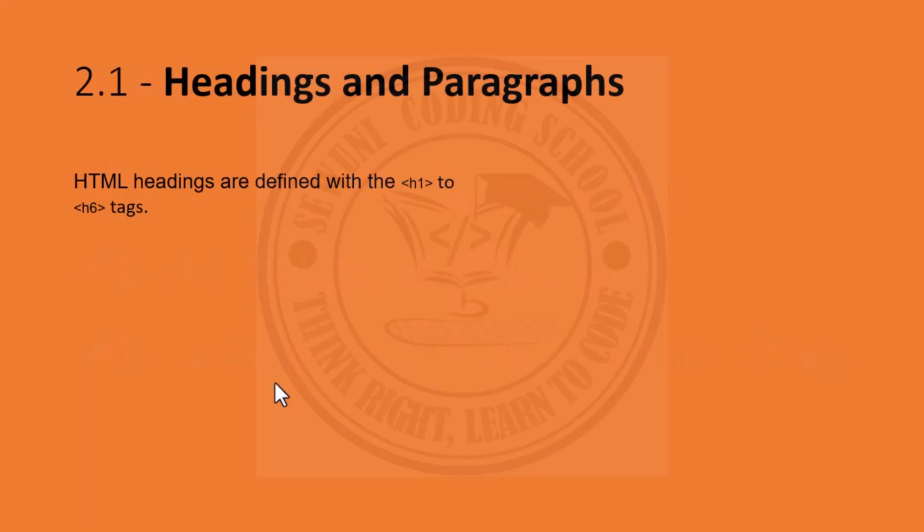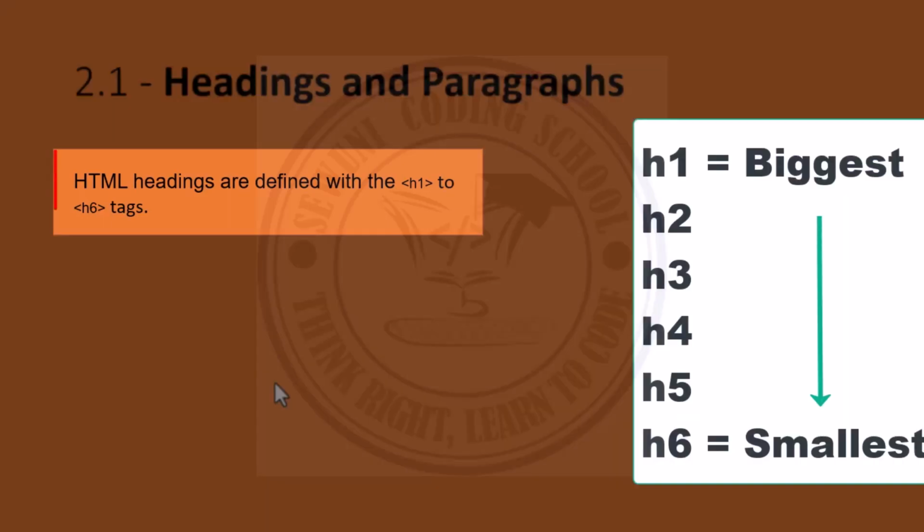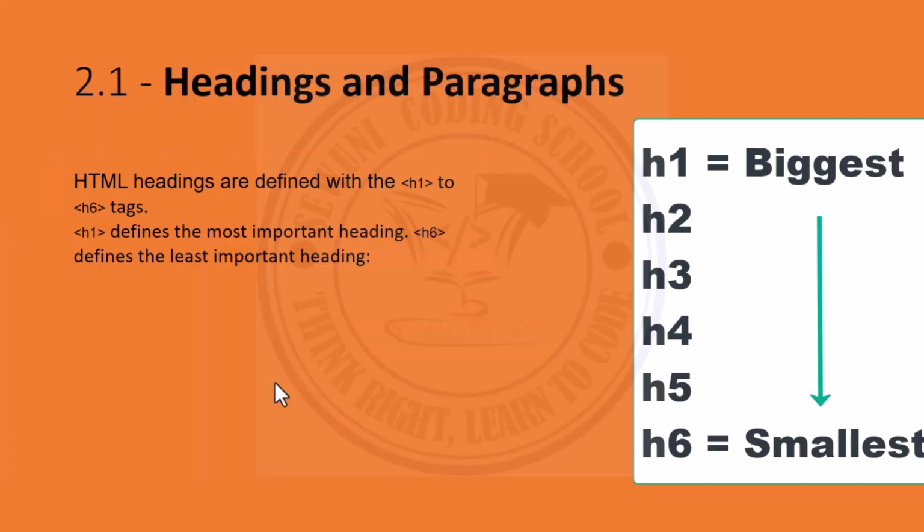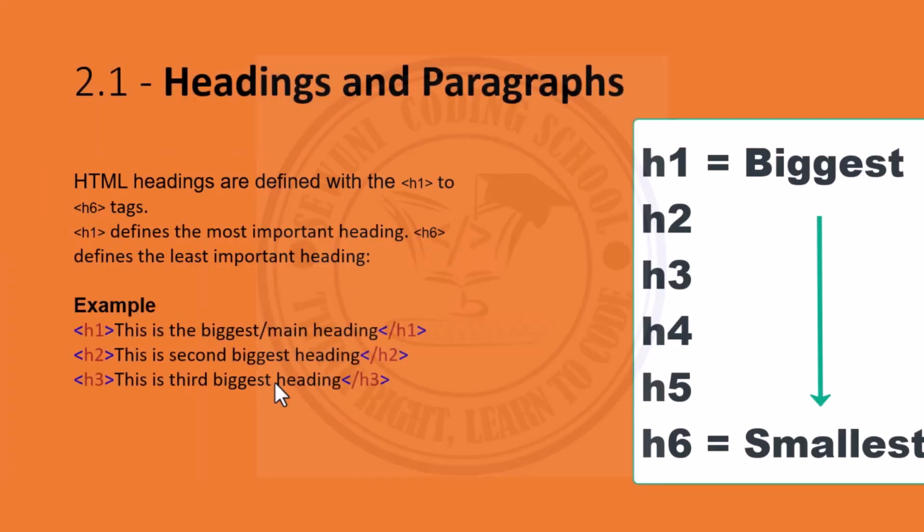So HTML headings are defined with the H1 to H6 tags. I mentioned H1, which is our biggest heading. So we have 6 categories of headings in HTML. H1 becomes the biggest, H2 the second biggest, H3 the third biggest, H4 the fourth, up to what? H6. H1 will display our biggest or our main heading, like I said.